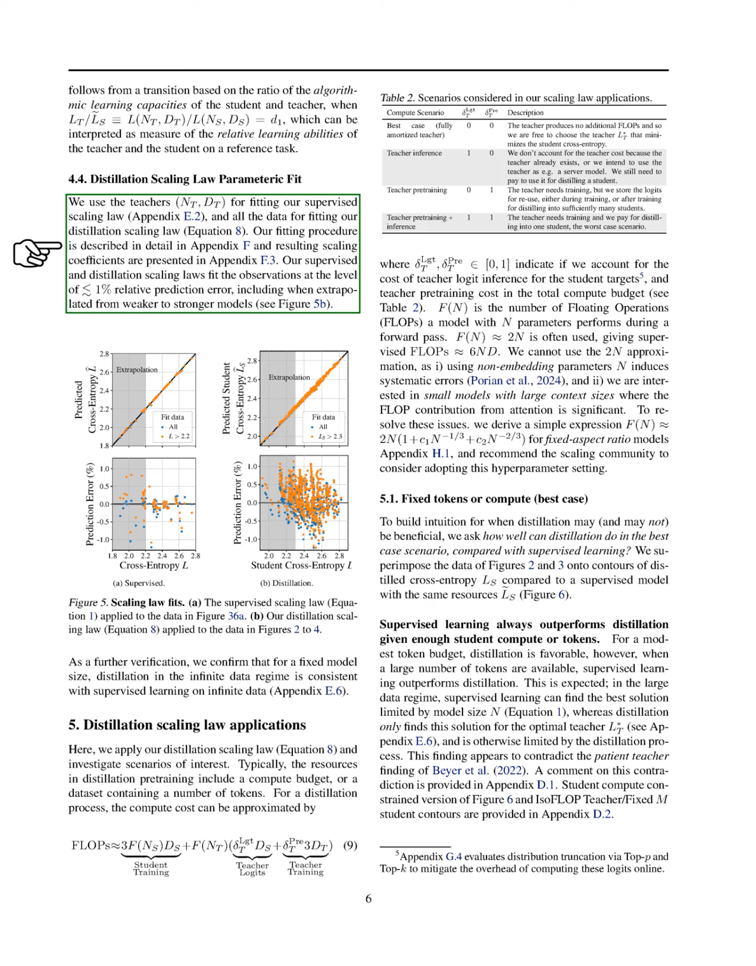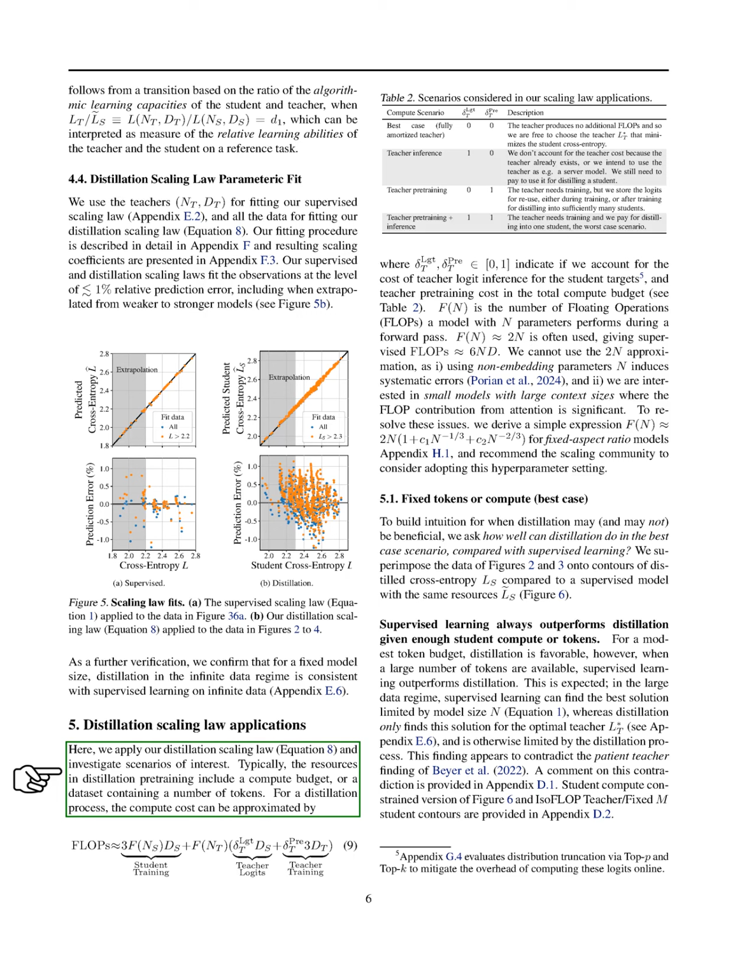Our supervised and distillation scaling laws align with observations, achieving a relative prediction error of 1%, even when we extrapolate from weaker to stronger models. Additionally, we verify that for a fixed model size, distillation in an infinite data scenario aligns with supervised learning on infinite data. Next, we apply our distillation scaling law to explore various scenarios.